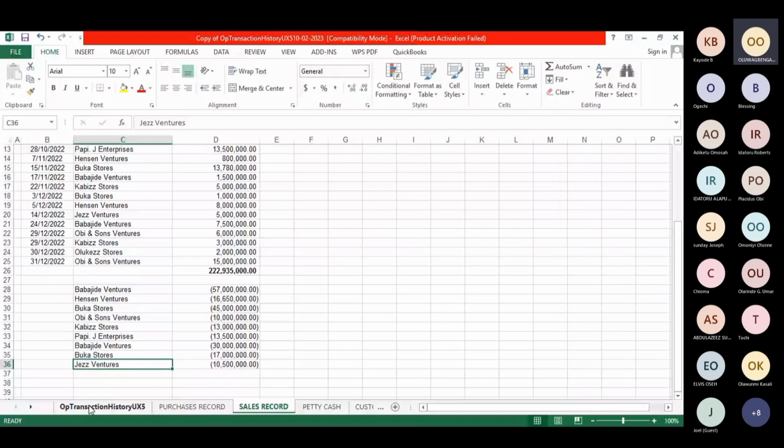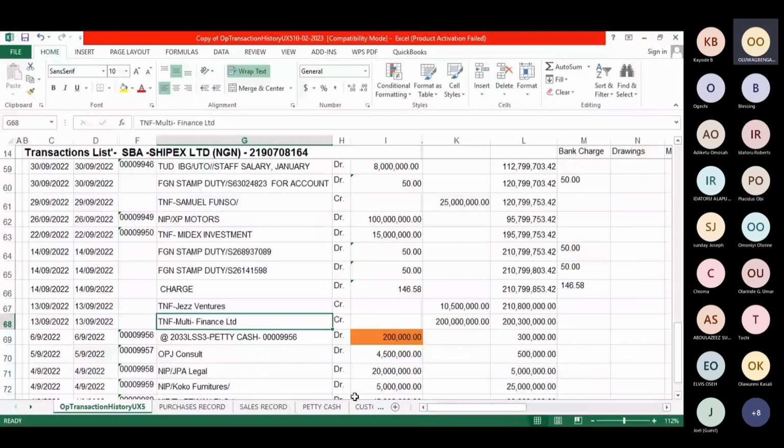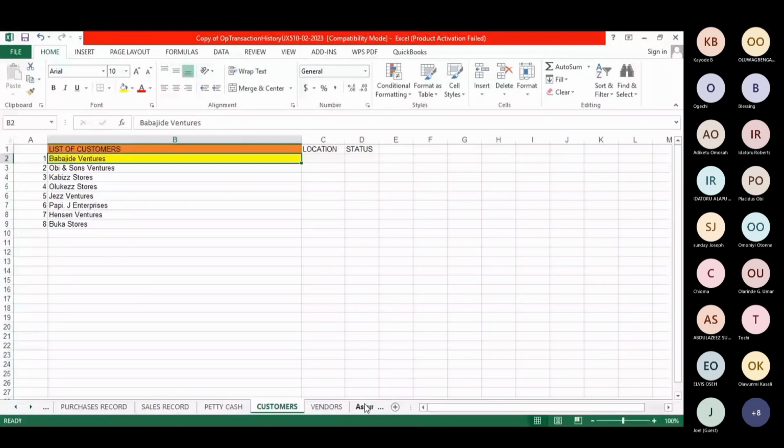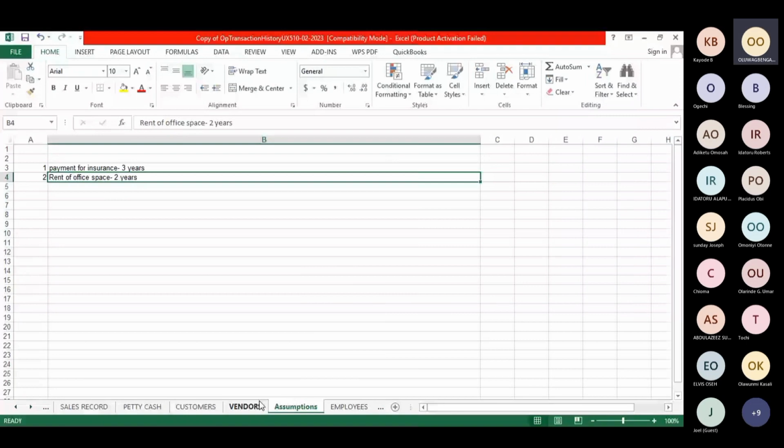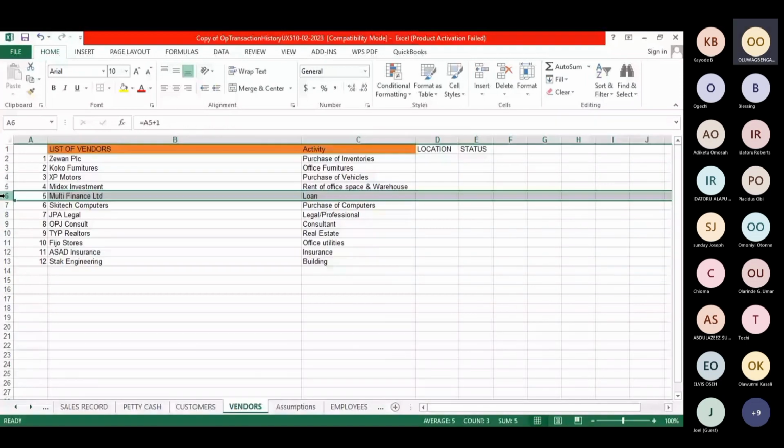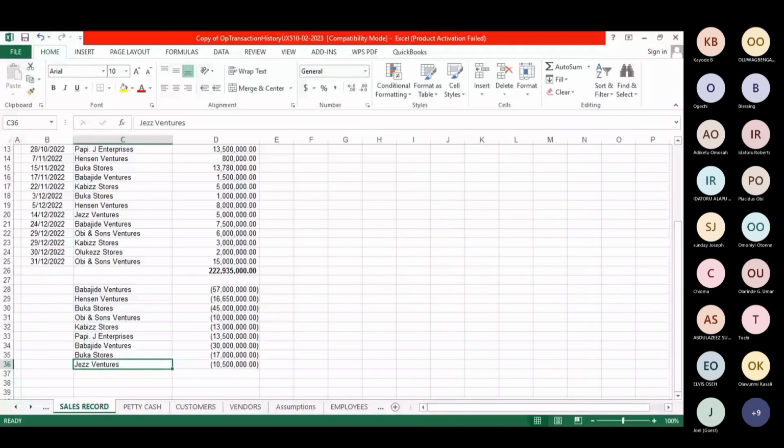Multi-Finance Limited. If I go to check Multi-Finance Limited, what is there? Under multi-finance, that means this is a loan. And so I'll come here and say loan, took loan of 200 million.